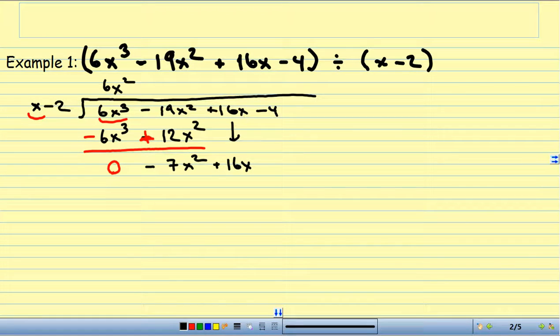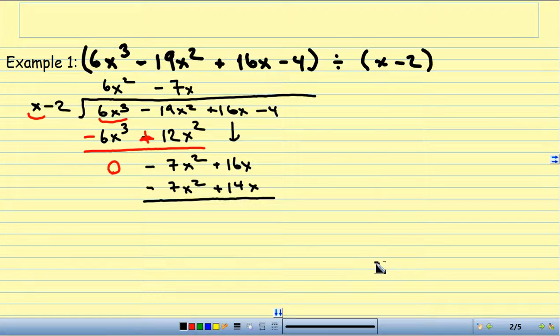And I ask myself the same question. So I have x times what gives me negative 7x squared? Well, for this one, it's minus 7x. So I take this minus 7x or negative 7x and multiply it with x minus 2. So I'll get negative 7x squared plus, in this case, 7 times 2, 14x.